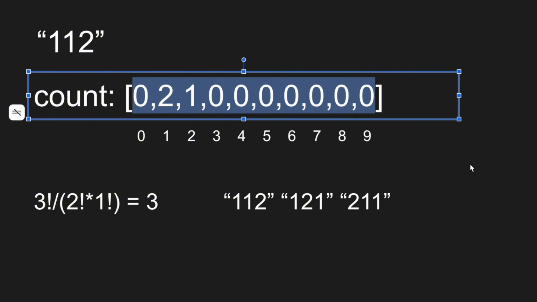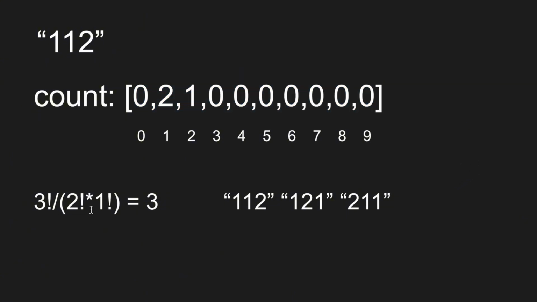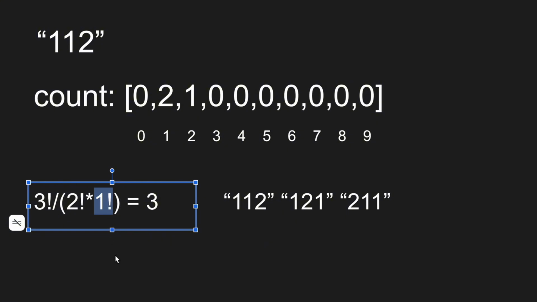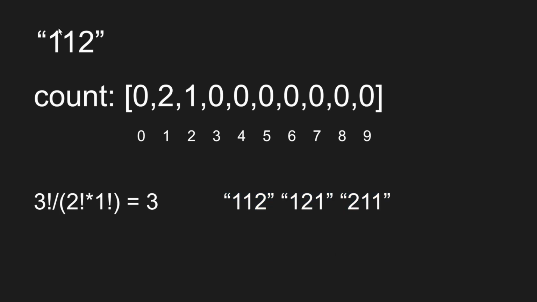And the factorial of 0 is 1. So if I want to include it all, it will be factorial 2 times factorial 1 times factorial of all these zeros, but I just didn't include them because they're all 1s. And the factorial of 1 is 1 too, but I just put it here just because. So if you divide that, it will be equal to 3. And as you can see, there are 3 permutations of this combination.